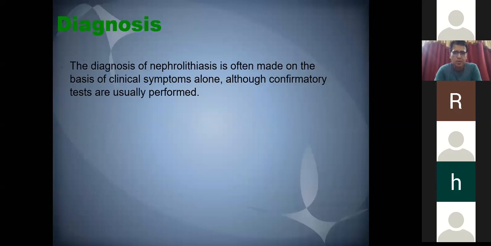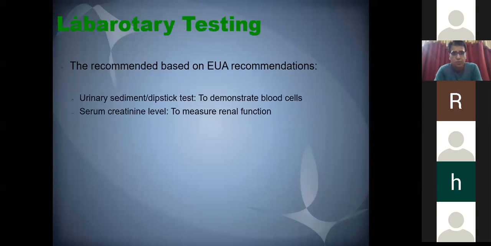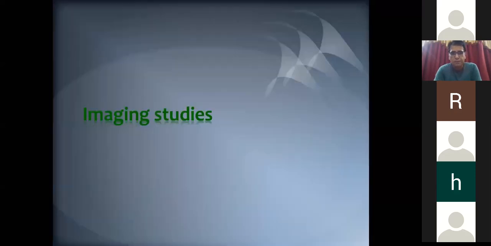Okay, coming to the diagnosis, the confirmatory tests are all imaging tests, not blood tests. And the symptoms are the main thing that actually tells us what kind of symptoms he or she is having, and whether there are high chances of nephrolithiasis. So we go for urine DR or urine dipstick test, along with creatinine. This is the basic blood test that we go for.